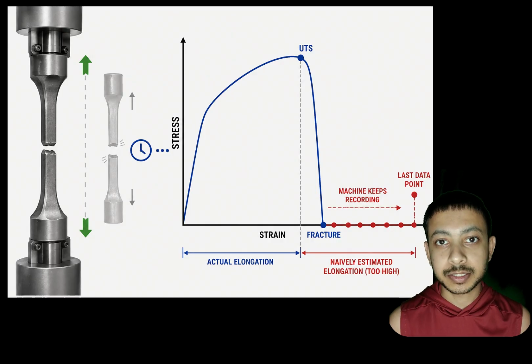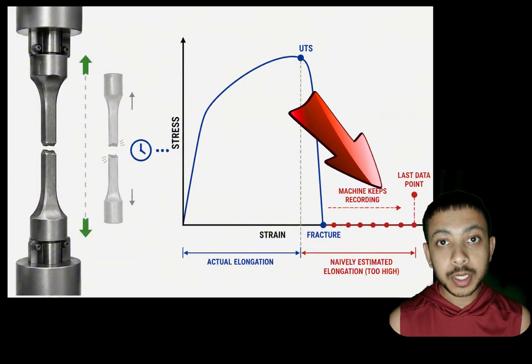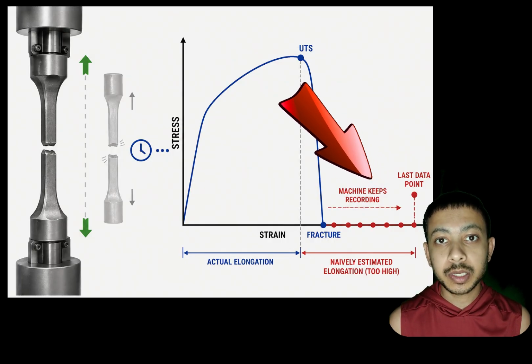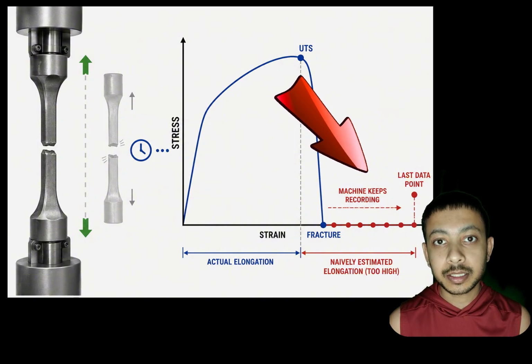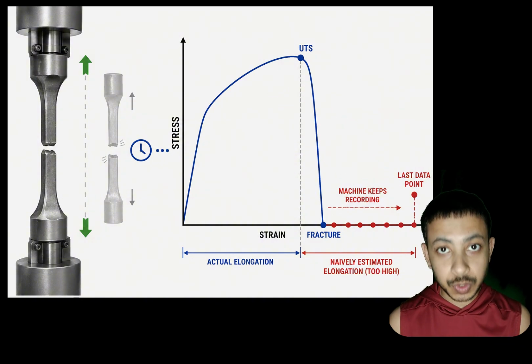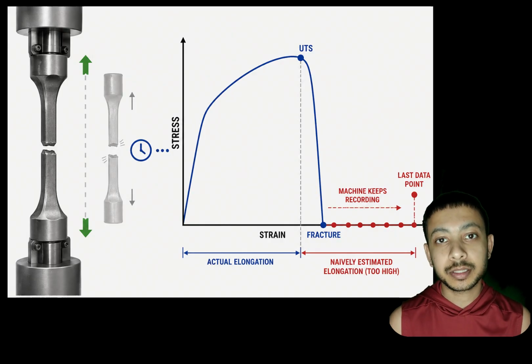After a specimen fractures, the tensile machine itself doesn't stop recording immediately. The grips or the jaws may continue to move for a short period of time. The broken halves might slip slightly, or the machine may continue logging the data before the operator stops it. As a result, you may have several additional data points with a really low stress value and the strain increasing during those data points. So if we simply take the last data point from the measured data, we might end up overestimating the ductility of the material, or the percentage elongation in this case.